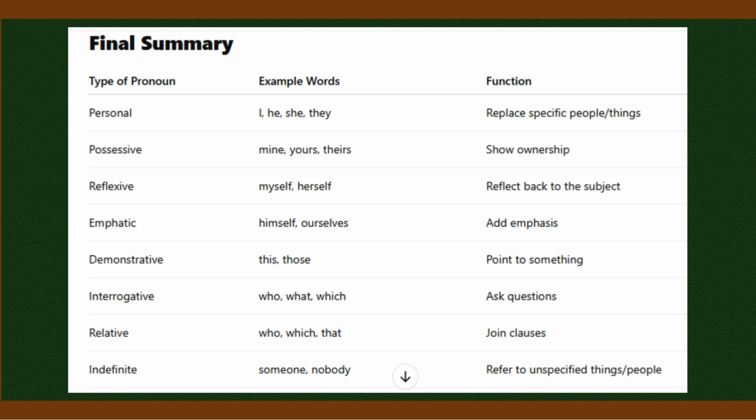Interrogative: who, what, which. Ask questions. Relative: who, which, that. Join clauses. Indefinite: someone, nobody. Refer to unspecified things, people. Reciprocal: each other, one another. Show mutual relationship. Distributive: each, either, neither. Refer to group members separately.